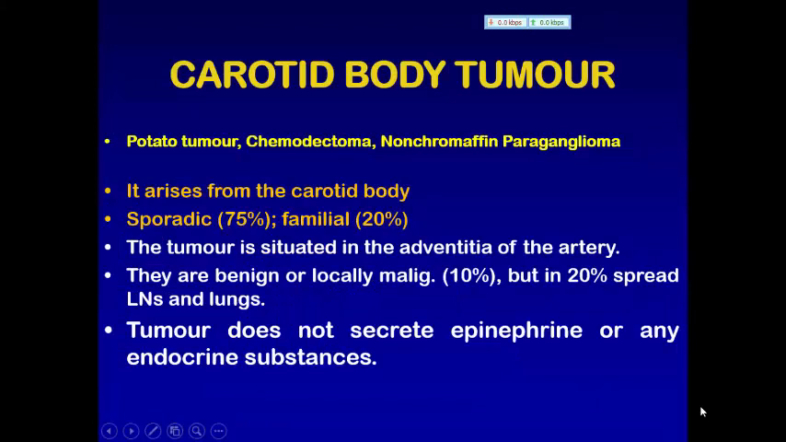Another pathology that occurs in the neck is carotid body tumor. What is carotid body tumor? It is also called potato tumor, لأن هسه احنا راح نشوف انه بالاكزامينيشن يشبه البوتيتا هاي العادية. Also it is called chemodectoma. Also another name, non-chromaffin paraganglioma.